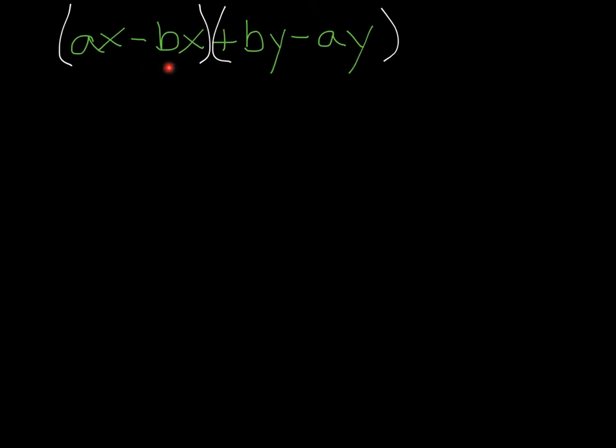When you look at this, there is a common factor in the first group and a common factor in the second group. So we're going to try and see when we take out those common factors if we're left with something that we can factor further. So what comes out of the first 2 terms? Well, they both share an x, so we'll take that out and we're left with an a minus b. And what's common in the second? Well, a y. So let's take out a positive y and we're left with a b minus a.